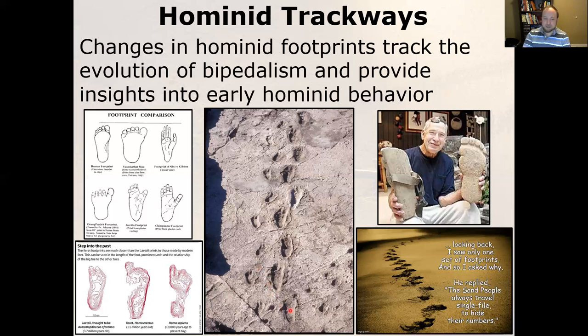One thing that's pretty neat about this is that you see a larger set of footprints, and it looks like there's a smaller set of footprints. It might even be a child along for the walk.